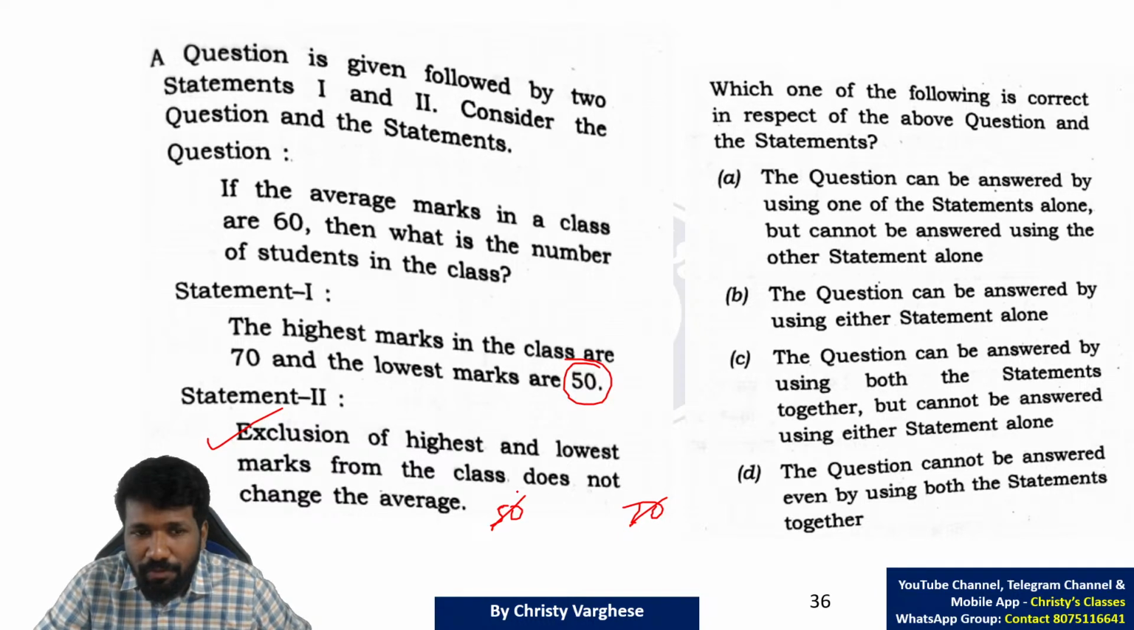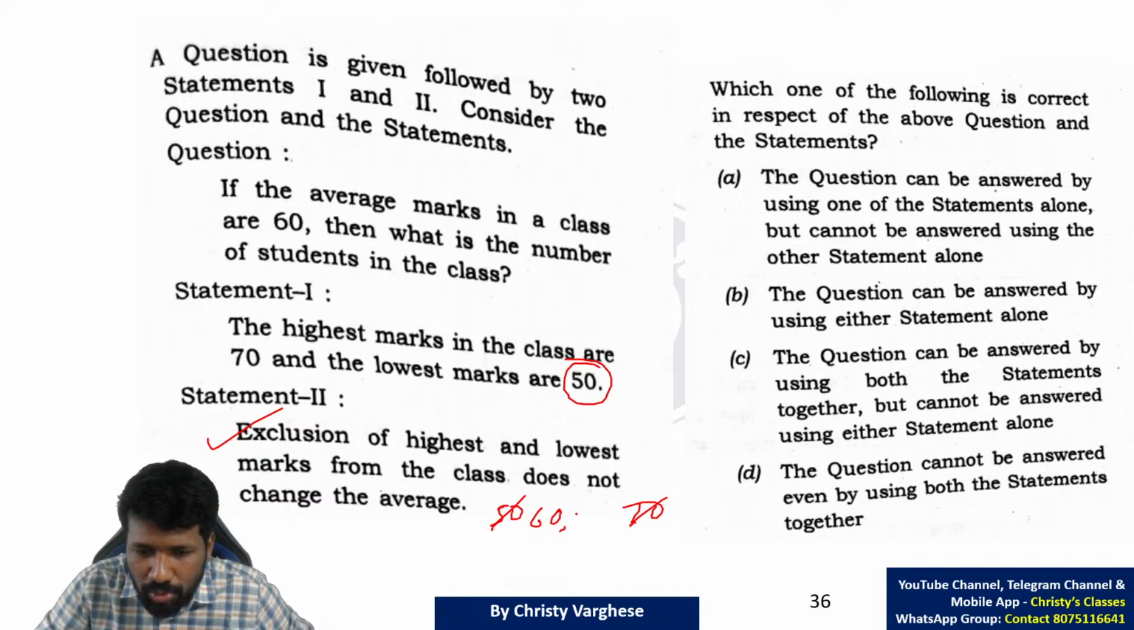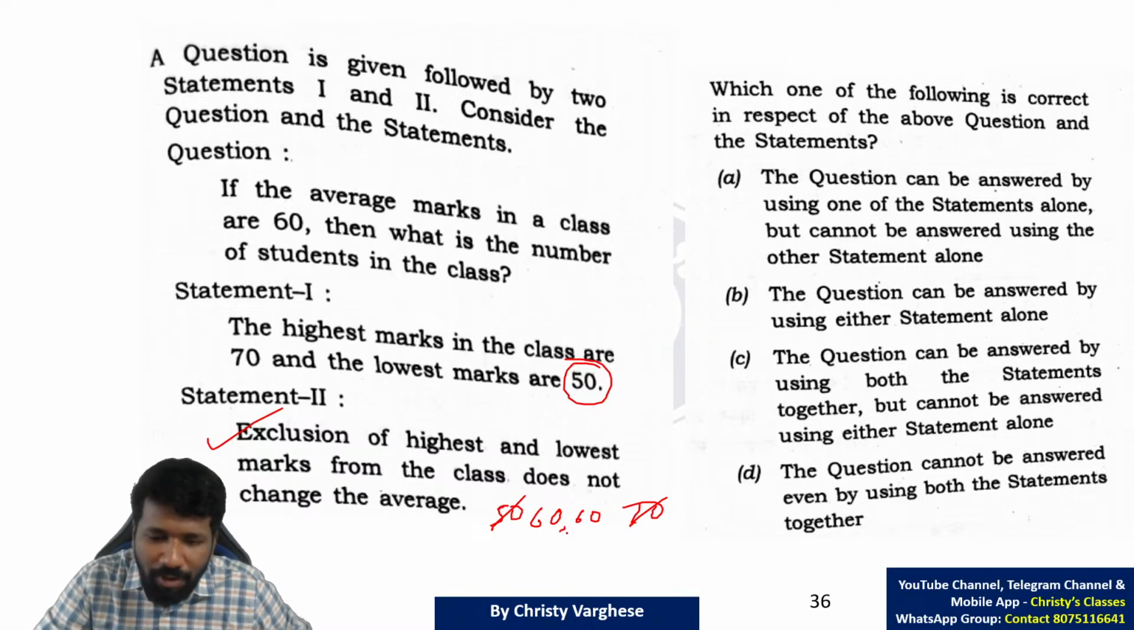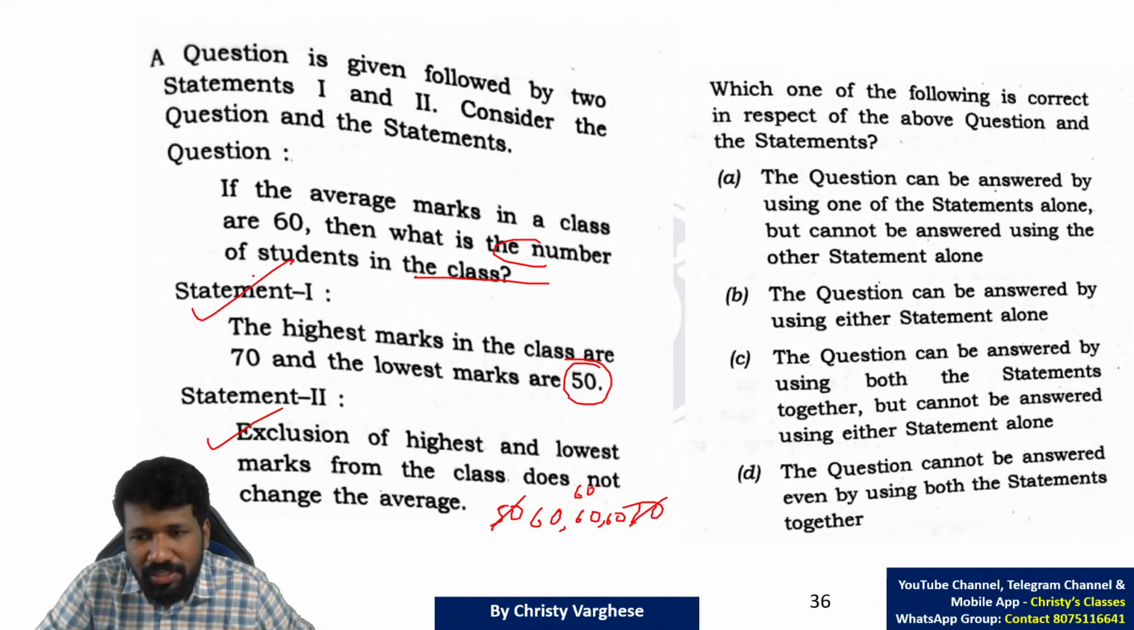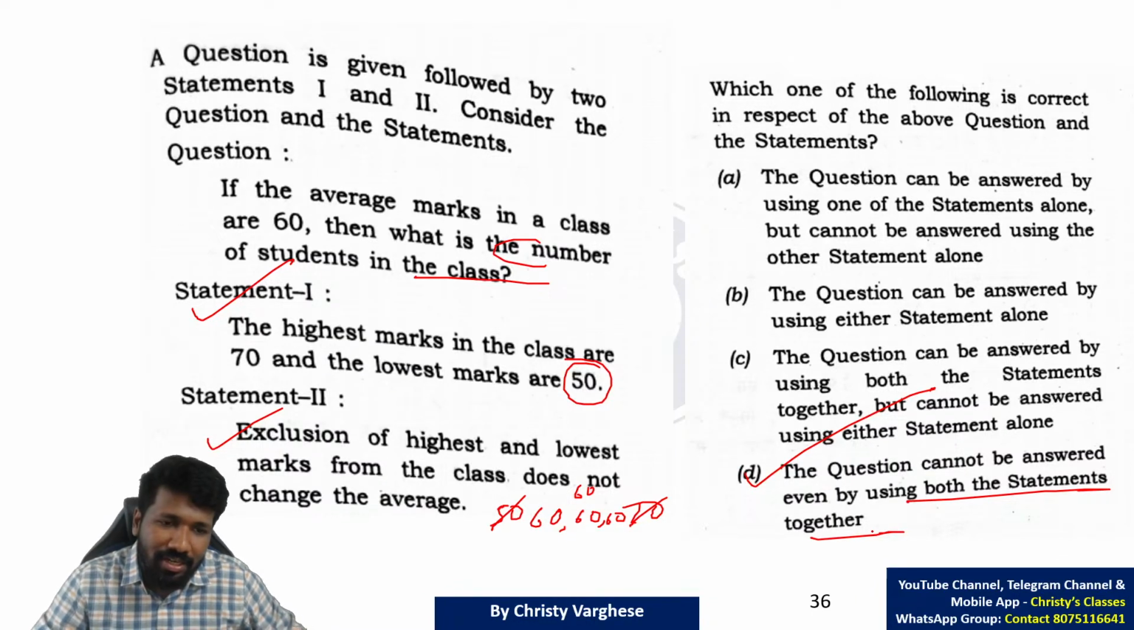Does that give you any idea about the number of students? What if the remaining students have 260 values? The average will be 60. 360 values, the average will be 60 itself. 460 values, the average will be 60 itself. So to find the number of students, the second information and first information together also is not enough. That means it cannot be answered even by using both the statements together.